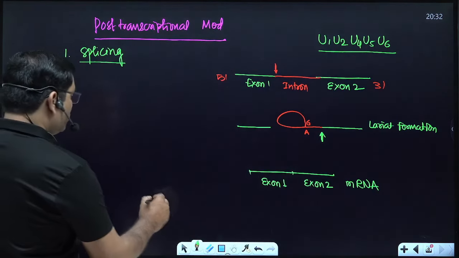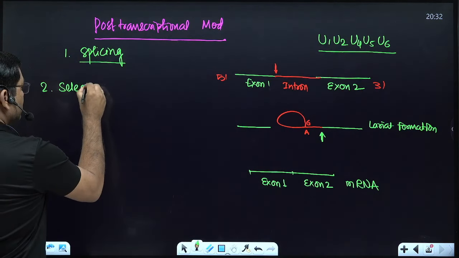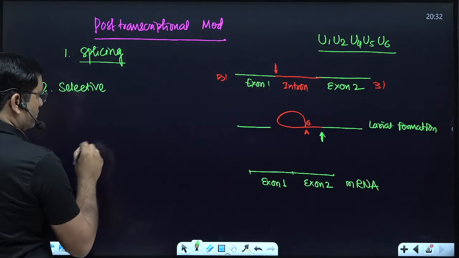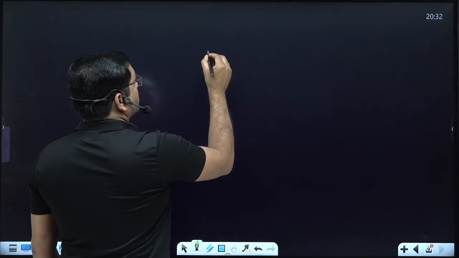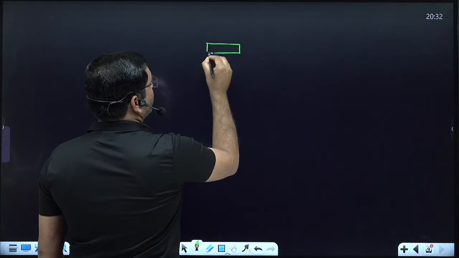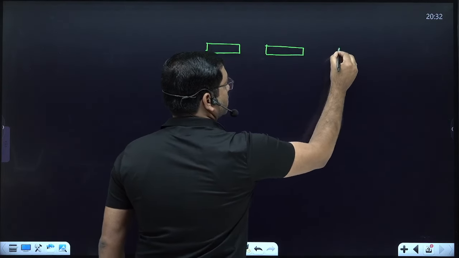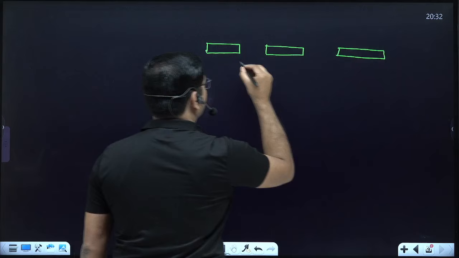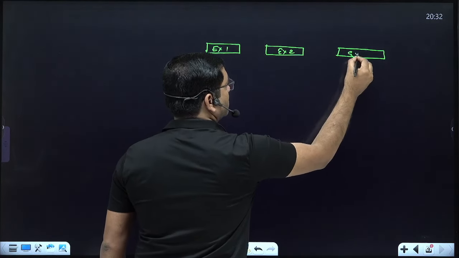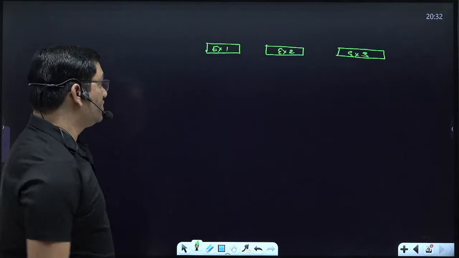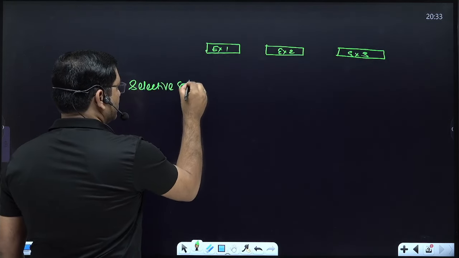How? What is selective splicing? We'll discuss on another page. See, this is exon 1, exon 2, exon 3. So exon 1, exon 2 and exon 3. Three exons are there. So what is selective splicing?